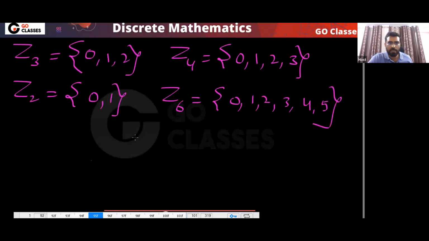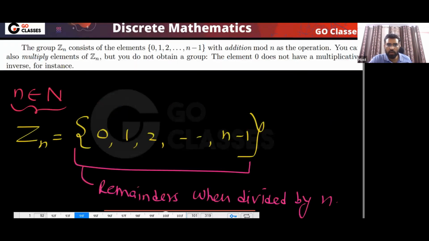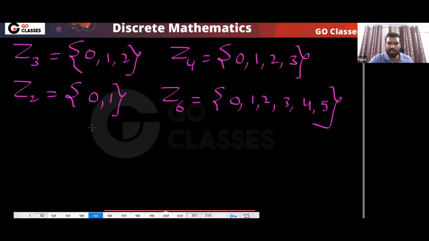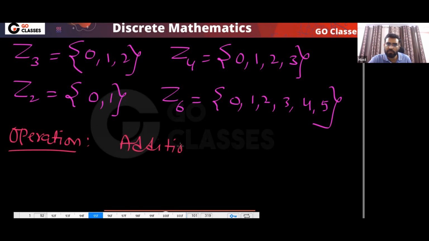So this is your Zn. Now this base set is clear to everyone. Now the operation. We define the operation as addition modulo n. First you do the addition, then you find the remainder modulo n. Okay, so this is the operation.